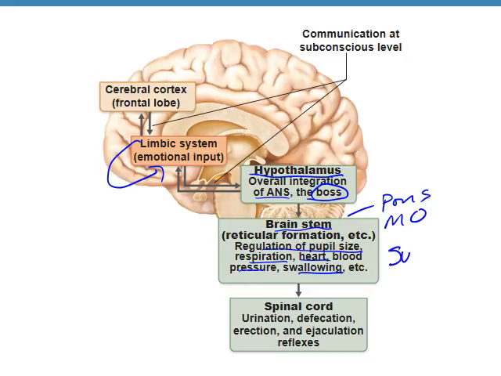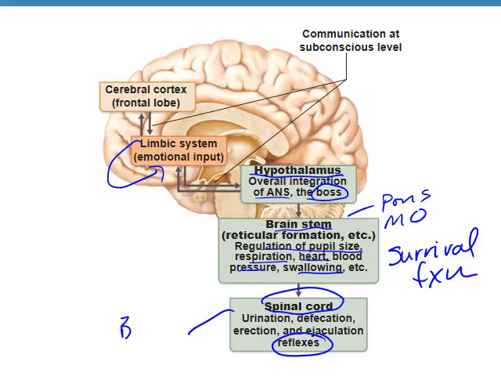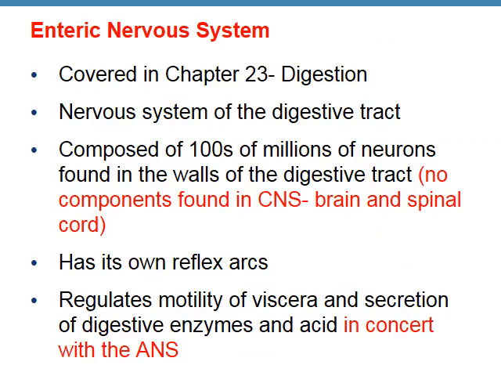We call those the survival functions of the pons and the medulla oblongata. And then in the spinal cord is where we're going to have our reflexes. So reflexes for urination, defecation, erection, ejaculation, all of this will come in 202. We'll talk about digestion, we'll talk about urinary, and we'll talk about reproduction.